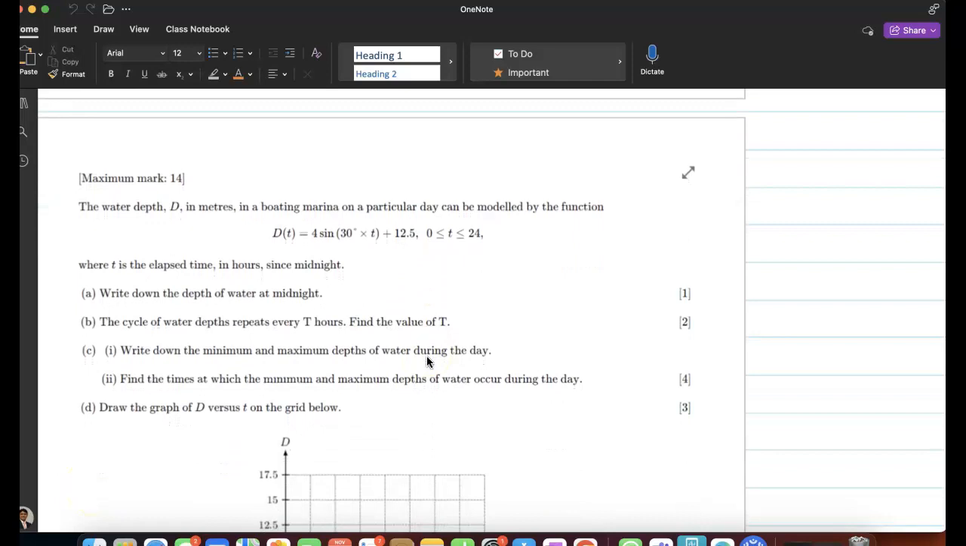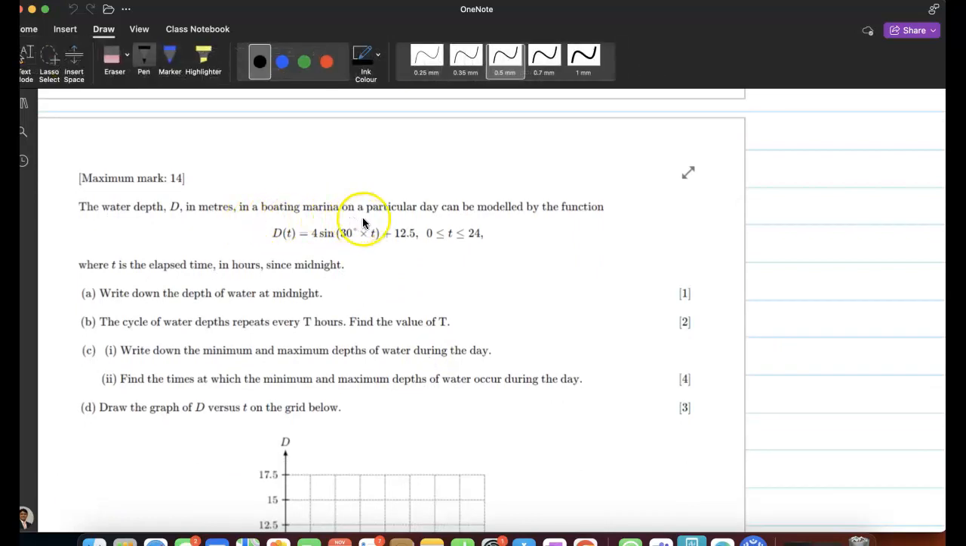The water depth D in meters in a boating marina on a particular day is modeled by the equation D is equal to 4 sine 30 degrees into T plus 12.5, where T is the time from 0 to 24 hours. T is the time elapsed in hours since midnight. Write down the depth of the water at midnight. So at midnight, time will be 0. So you put your time as 0 and get the depth.